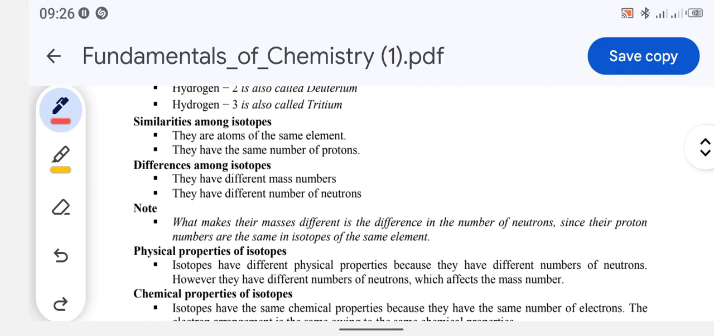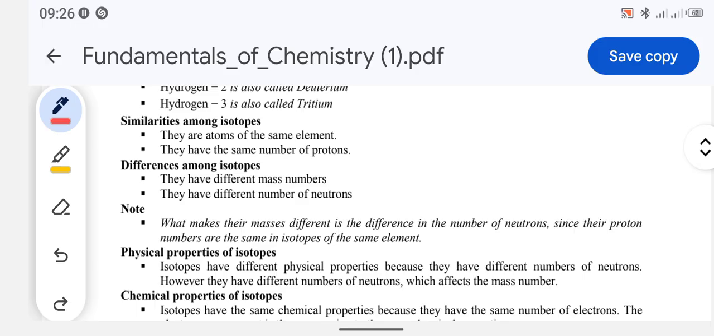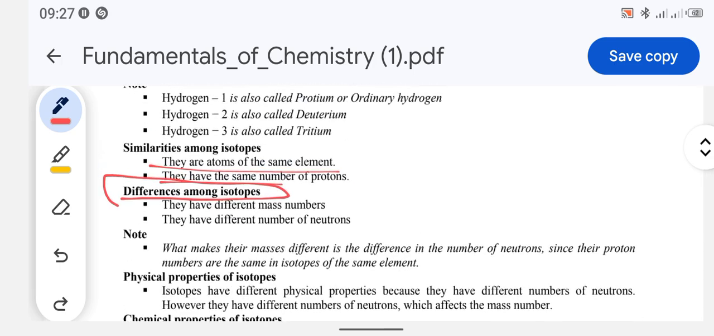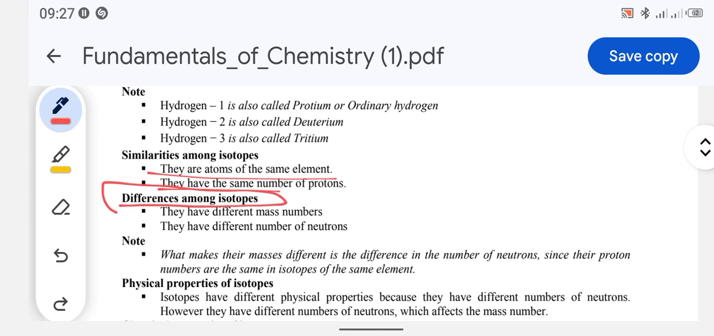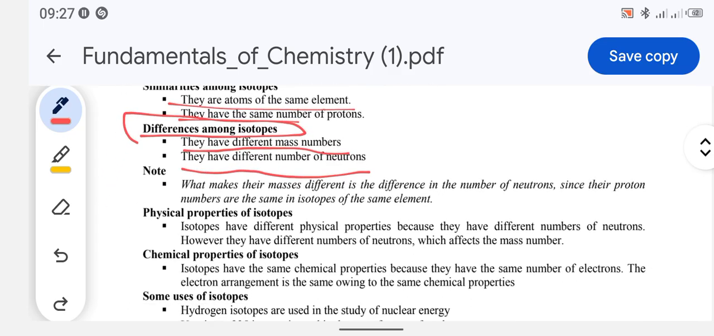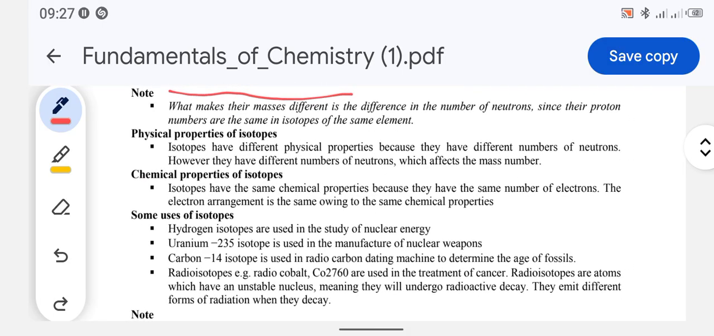Alright, so we'll look at the similarities among isotopes. Number one, they are atoms of the same element. Number two, they have the same number of protons. Then we need to look at the differences between isotopes, for example carbon-12 and carbon-13. What is the difference? Number one, they have different mass numbers. Number two, they have different neutron numbers. Then physical properties: they have different physical properties, but they have the same chemical properties.